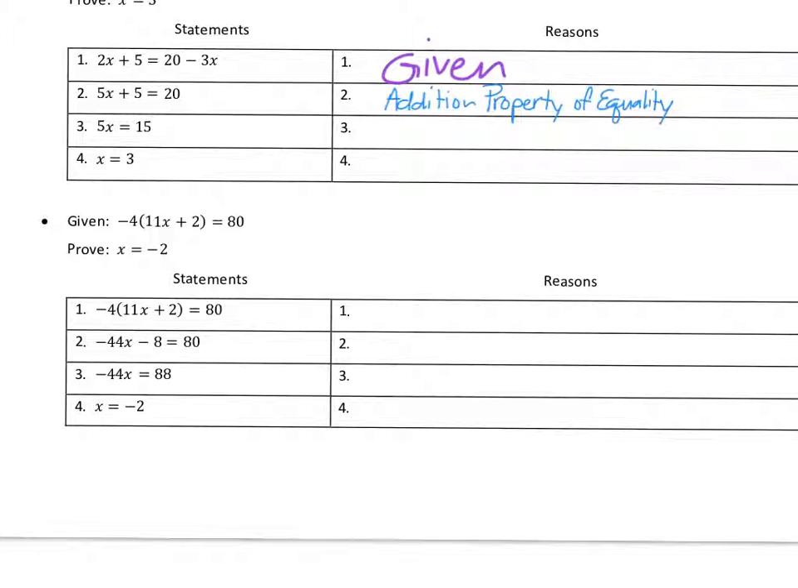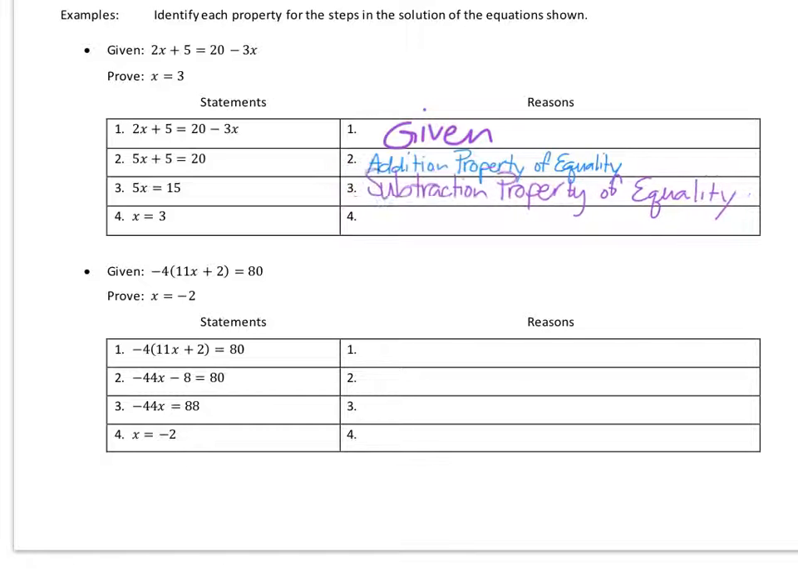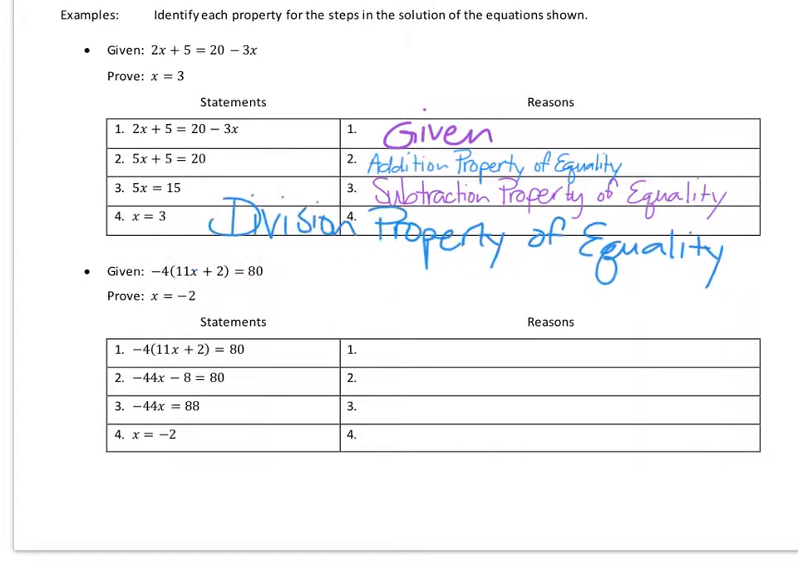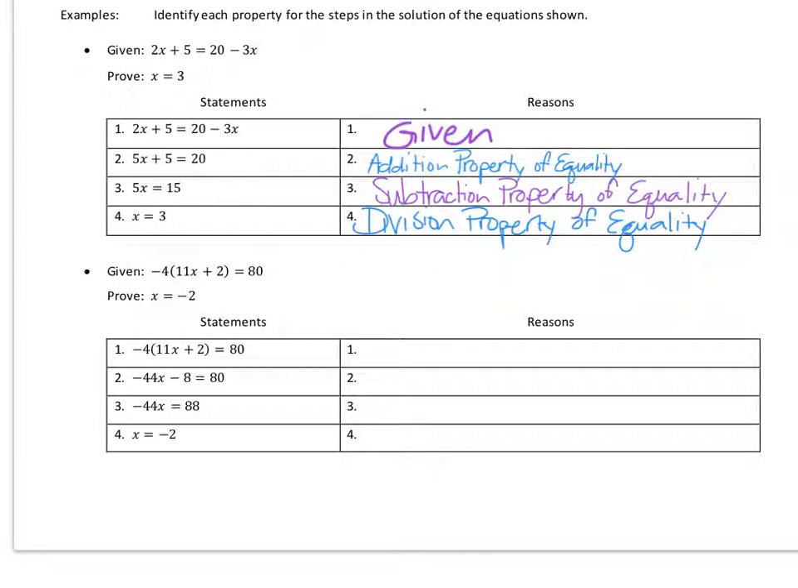Now, to go from step 2 to 3, it looks like you could take away 5 from both sides. What property is that? It's going to be your subtraction property of equality. Then if you look at your last step, you are taking 5x equals 15 and arriving at x equals 3, so they must have divided by 5 on both sides. Which property would that be? That would be your division property of equality. So there we have filled out a complete set of reasons for this solved equation.